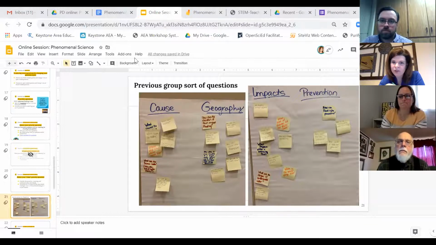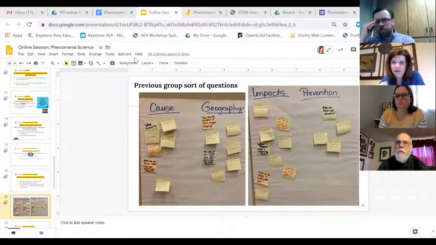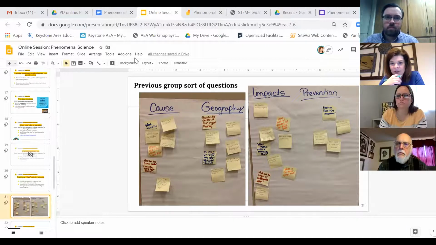Their categories are a little different. They wanted to break them out into causes, as you had. They wanted to do some investigations around the geography of where this was happening, the different types of impacts that the flooding was having, and then what are some preventative ways that we can support that. But interesting, the questions, if he were to zoom in, are very similar to the ones that you had too. They just decided to categorize.